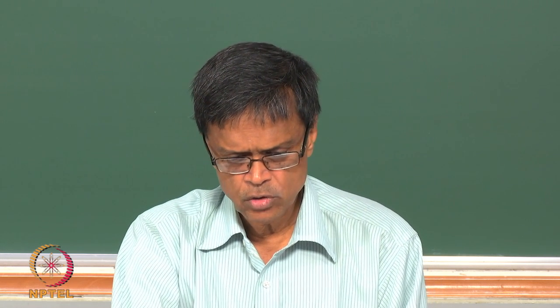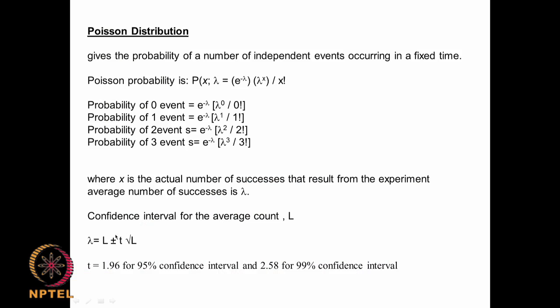So, that confidence interval is given by this term: L plus or minus t into square root of L. L is the average count, but there is a confidence interval associated with this L, which is given by plus or minus t into square root of L, where t is 1.96 for a 95% confidence interval and 2.58 for a 99% confidence interval. This equation is very useful.